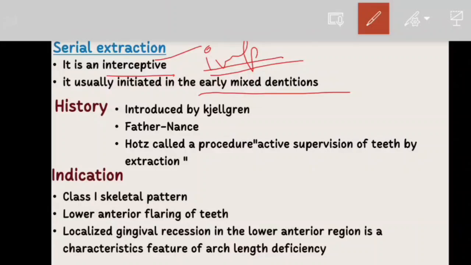So history: it is introduced by Kjellgren. Hotz and Nance called it a procedure that is an active supervision of the teeth by extraction. Now we will see the indications.